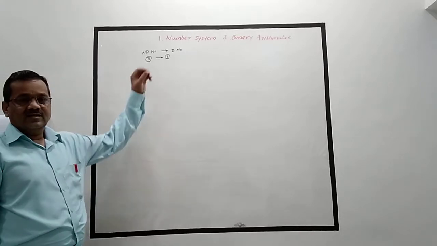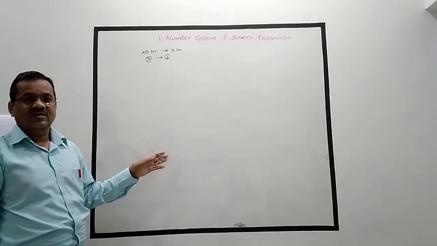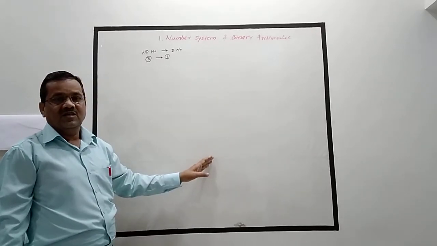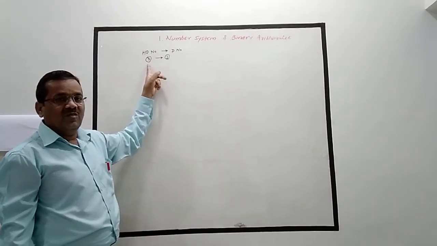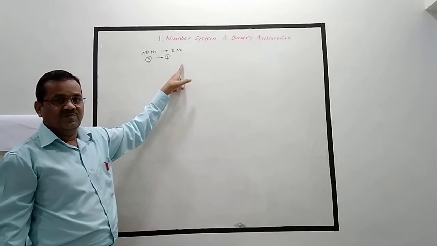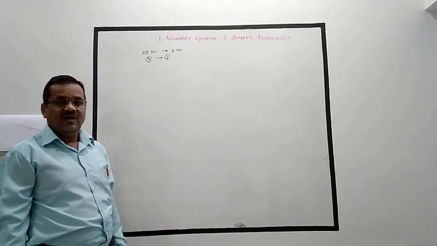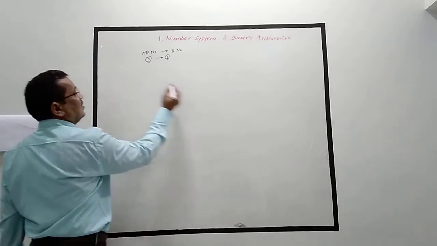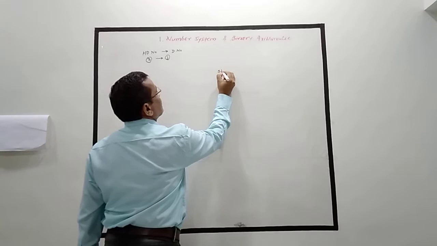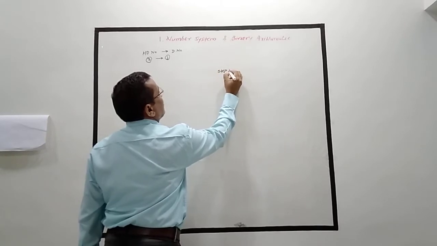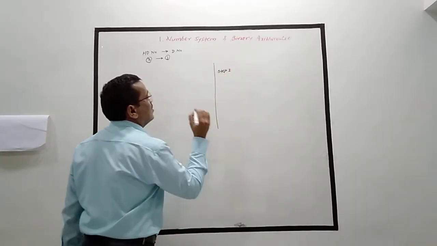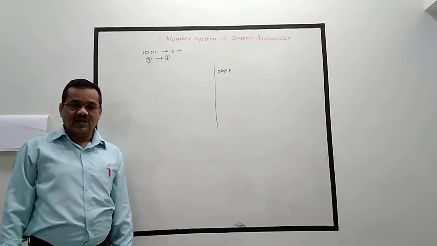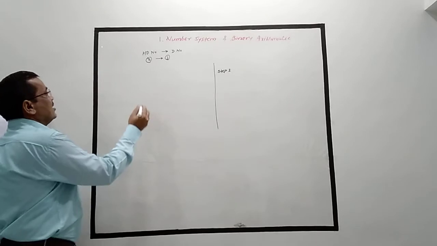So again, there are some steps to follow for the conversion of this HD number into decimal number system. So what are the steps? The first step is step 1. This procedure we can understand by taking one example.